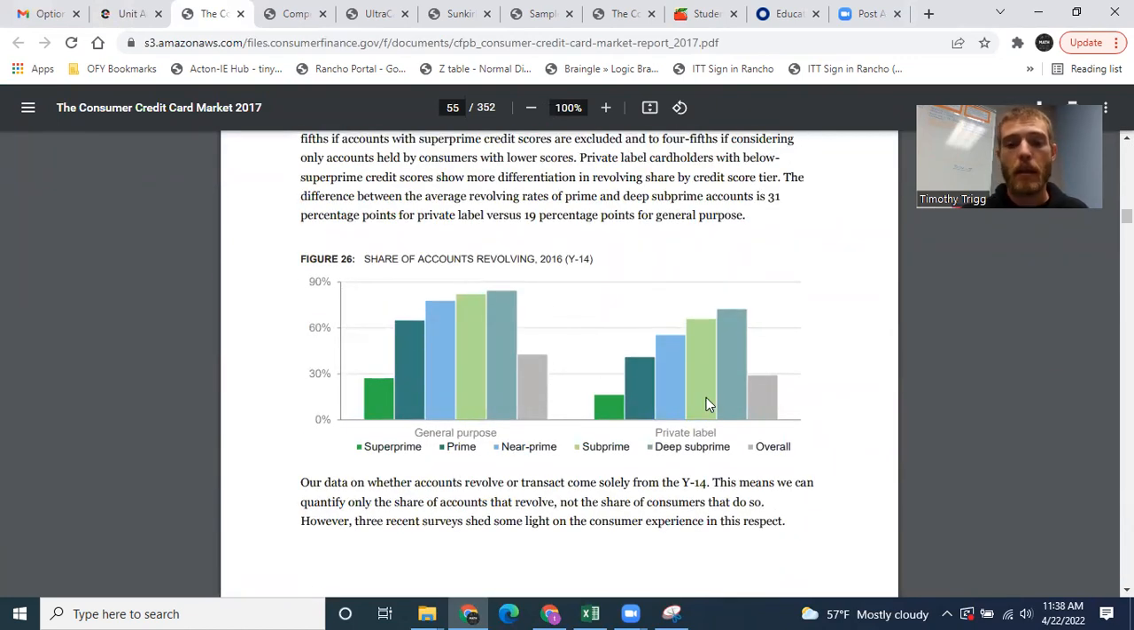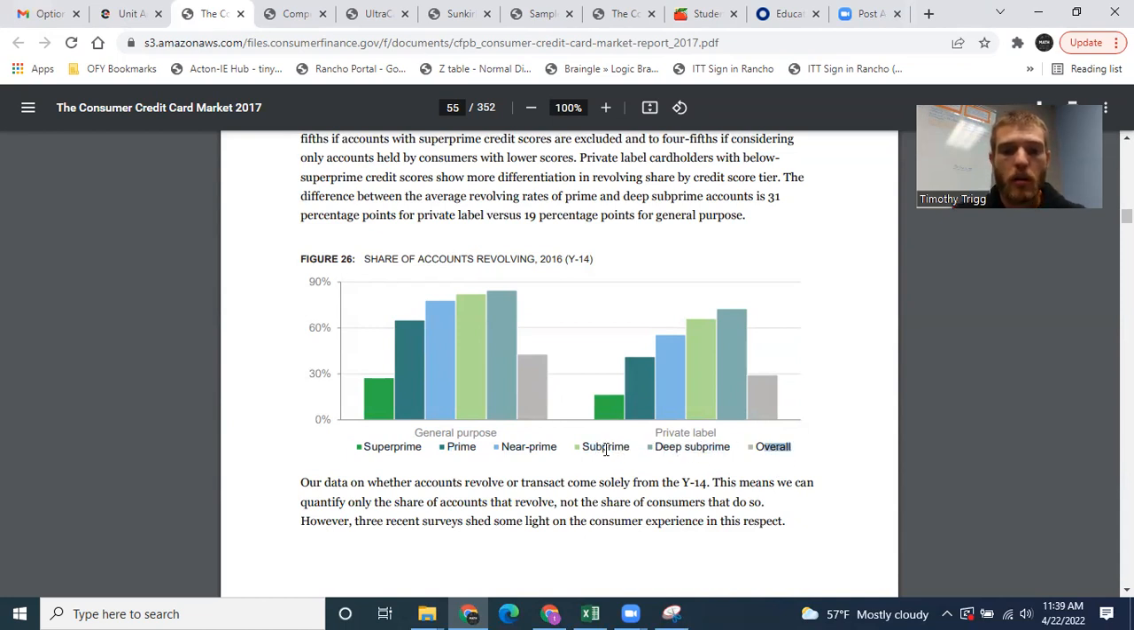So this is a chart that has to do with revolving accounts. These are people that do not pay off the entire account all at once. They keep a balance on their account and they get charged interest because of that. If you look, you can see Subprime is the green bars. Prime is the next one over, then near prime, subprime, deep subprime, and then overall.